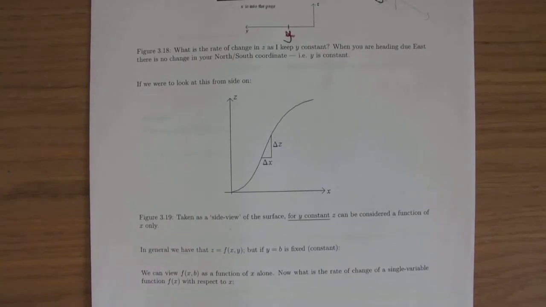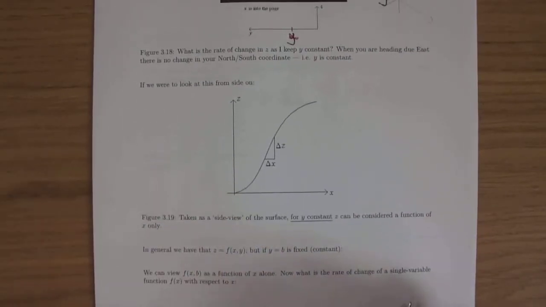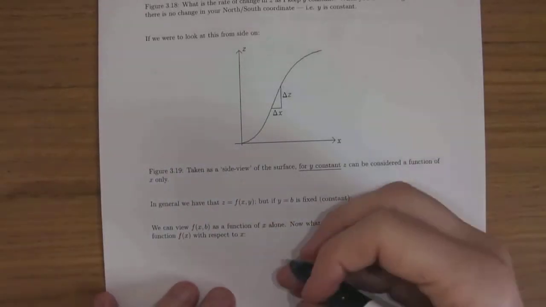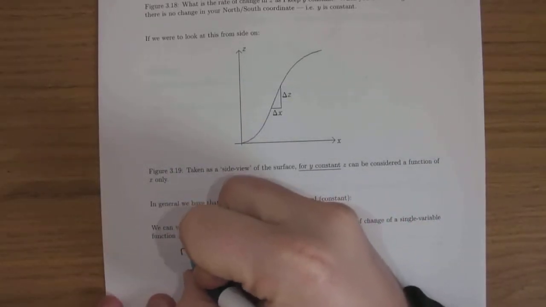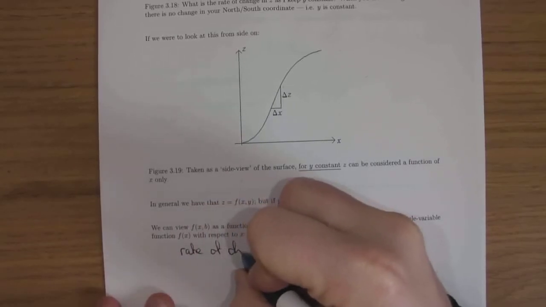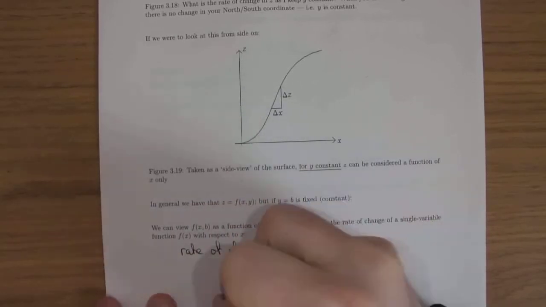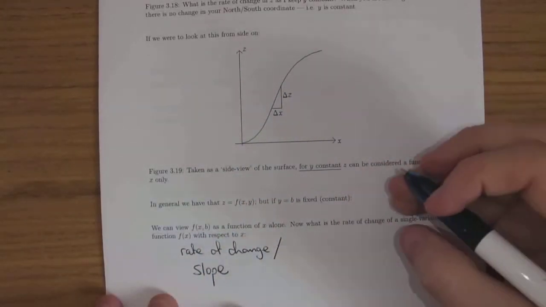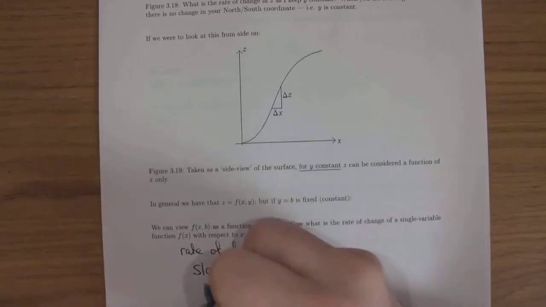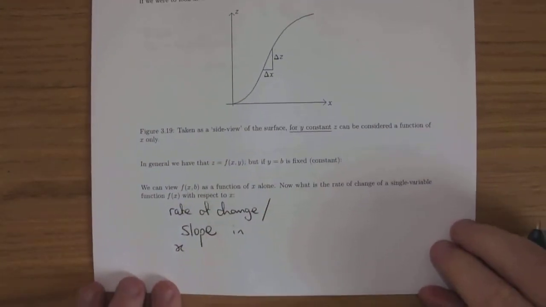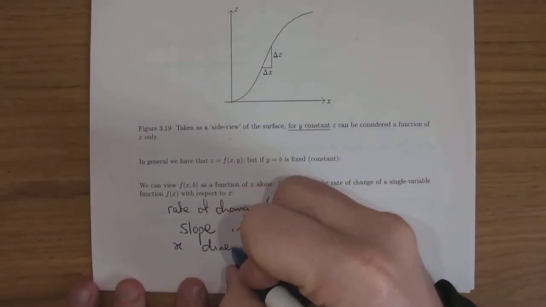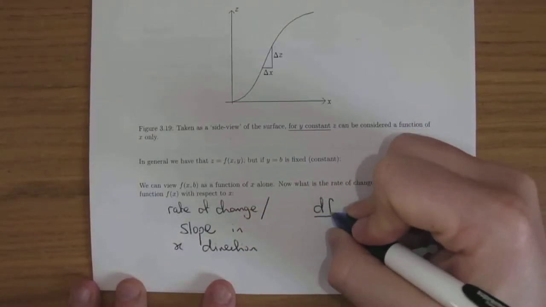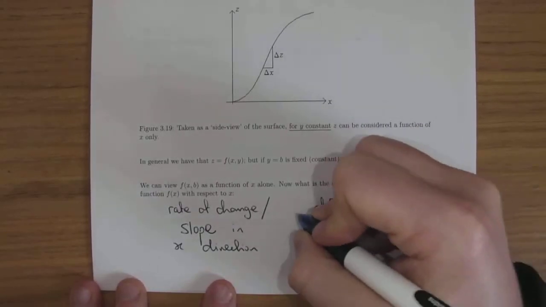So what you're talking about here is, what is the rate of change? Rate of change slash slope, same thing, remember, in the x direction should be the derivative of the function with respect to x.